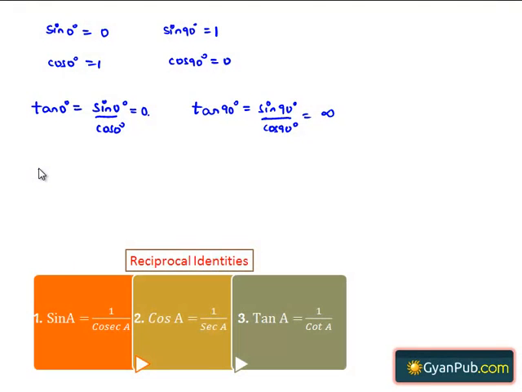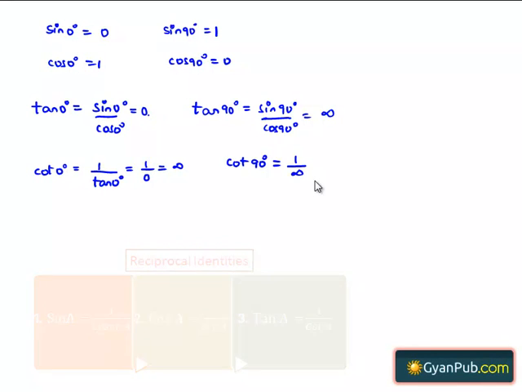Now, similarly, let us find cot 0 value. Cot 0 degrees, we know that cot is nothing but 1 by tan, that is equal to 1 by tan 0 degrees, which is nothing but 1 by 0, that is equal to infinity or not defined. Similarly, we get cot 90 degrees is equal to 1 by infinity, that is 1 by 1 by 0, which is equal to 0. So, let us also find the secant and cosecant.